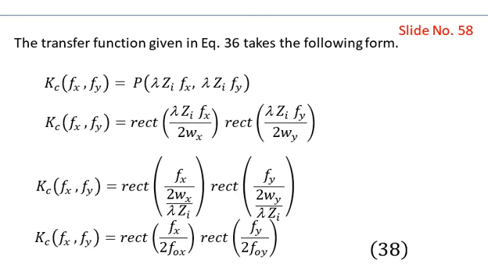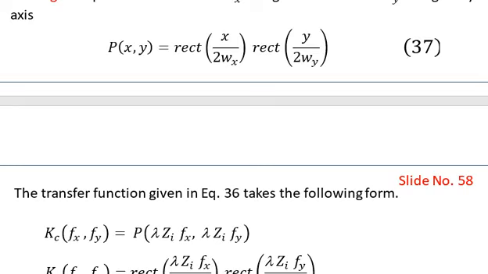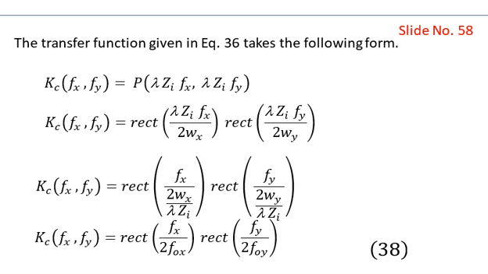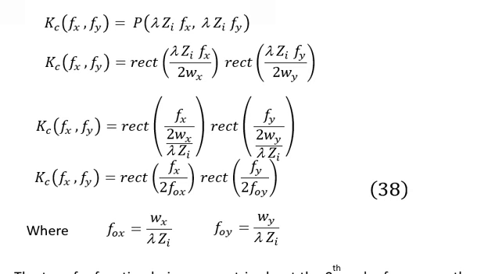It takes the following form. The transfer function and the pupil function are related by the equation given in the first step. So Kc as a function of fx, fy is equal to p of lambda zi fx, lambda zi fy. Now we are going to use the value of p because we have defined p over here. So using the value of p as these arguments, we write the rect as lambda zi fx over 2wx and the other rect as lambda zi fy over 2wy. Now we can adjust the parameters. We can keep fx and fy in the two rects respectively in the numerator, and the other terms in the denominator.